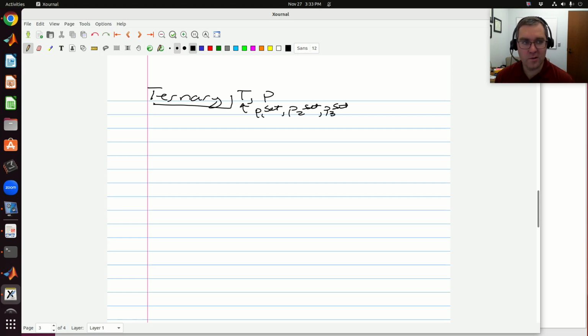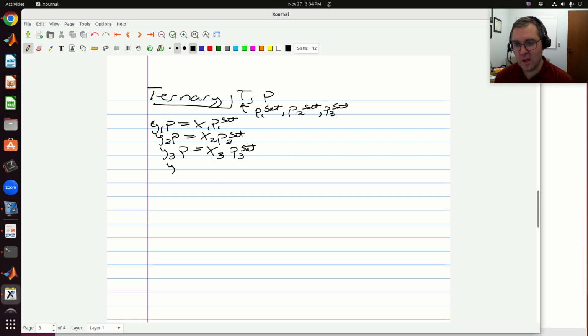So again, I start by writing down my isofugacity equations. I'm going to have Y1P equal to X1 P1 sat, Y2P equal to X2 times P2 sat, and Y3P equal to X3 times P3 sat. Now I have my constraint equations again, that Y1 plus Y2 plus Y3 equal 1, and X1 plus X2 plus X3 also equal 1. So pressure is specified, and specifying temperature means P1 sat, P2 sat, and P3 sat are also specified.